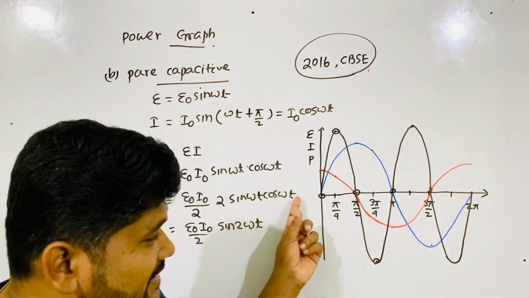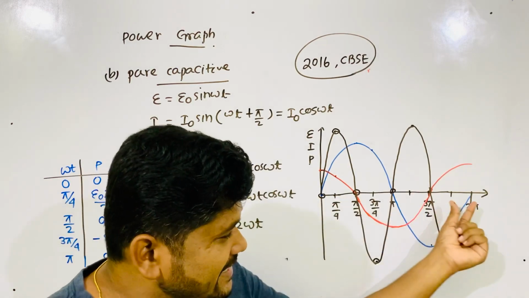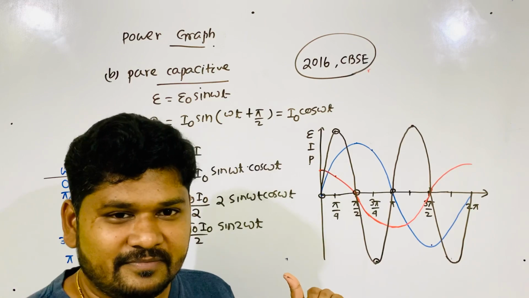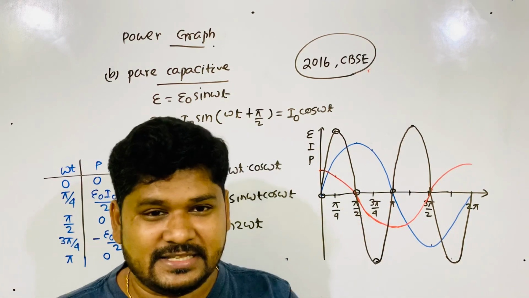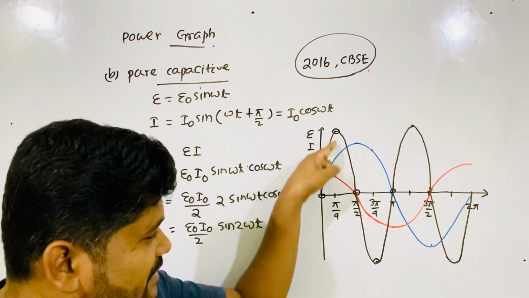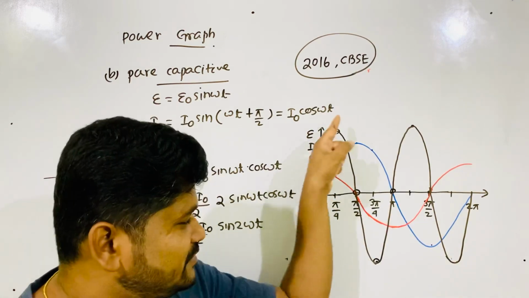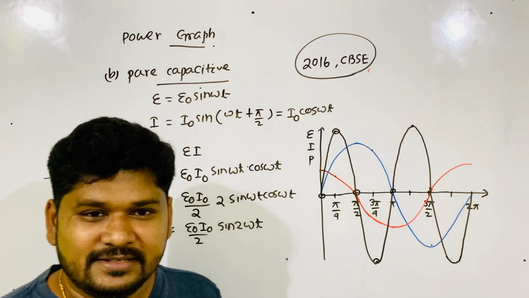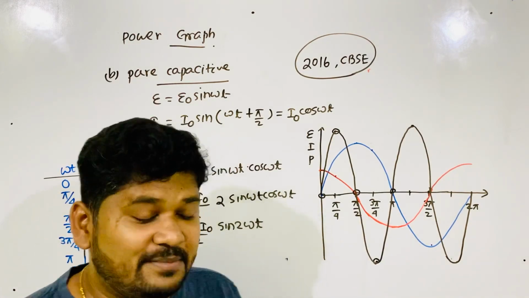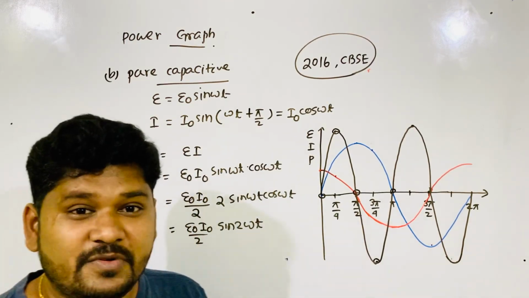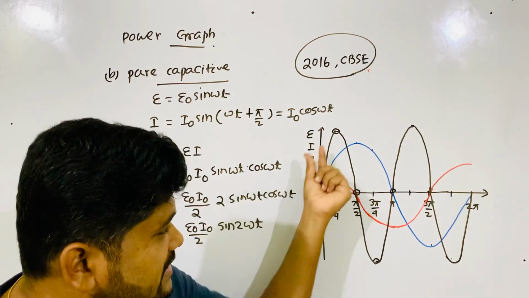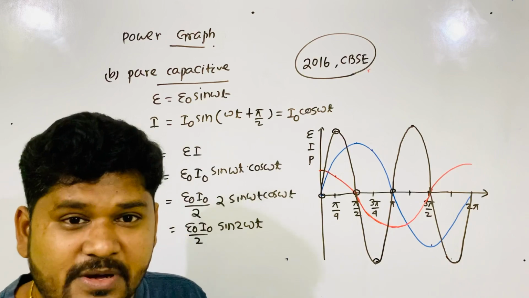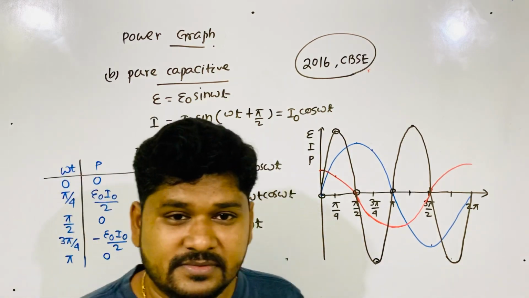You will see which graph has two cycles in one complete cycle of the other graph, which frequency is more. Frequency is more, it's a cycle. You see 2 omega. EMF frequency is omega, but its frequency is 2 omega, twice of omega. Two cycles are there. In one cycle of EMF, 2 cycles are there. Of which graph? That graph is the power graph. It's very simple to know.